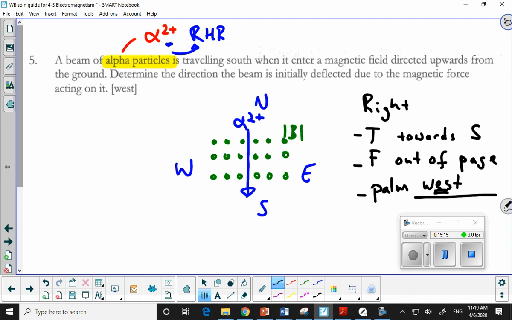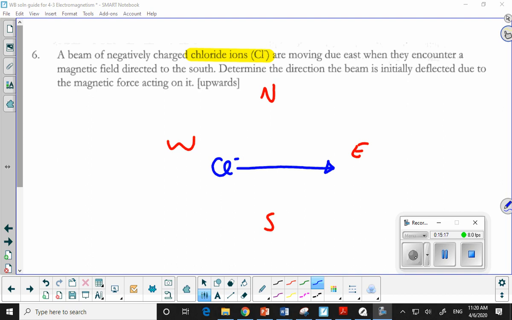Okay, copy that down. Question number 6 has some chloride ions. Chloride ions are negative, therefore you're going to use your left hand. I drew my north, south, east, west frame of reference on there for the chloride ions. So I'm going to stick my left thumb pointing towards the east, towards the right-hand side of the page.